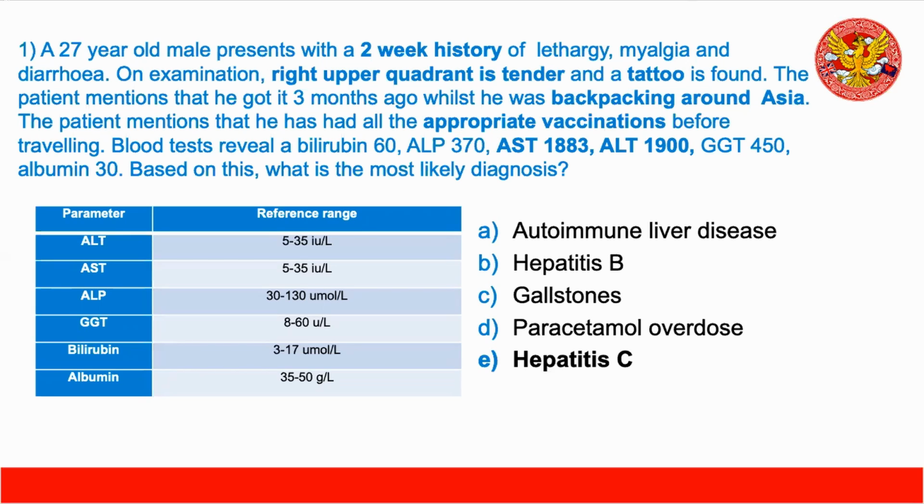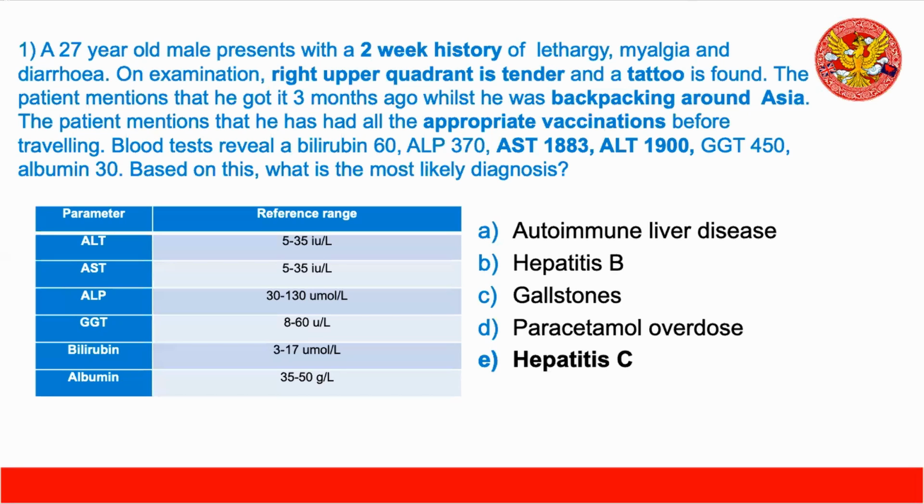Then you'd next look at the AST to ALT ratio. AST is not 2 times greater than ALT, and so it suggests a hepatocellular injury of some kind, and that would rule out gallstones, which would be an obstructive cause and so would be a predominantly raised ALP and GGT picture. In terms of the history itself, you can rule out paracetamol overdose, because they probably would have mentioned that if that was the case.